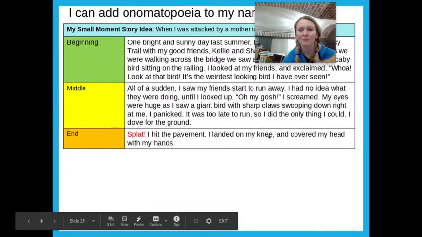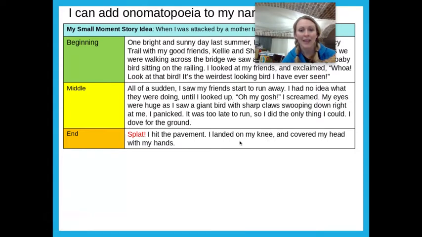I landed on my knee and covered my head with my hands." So I'm kind of painting what's happening here. The bird's coming for me. I dive for the ground. Splat! I hit the ground and I'm covering up my head because I am scared. That shows I'm scared. I'm not just saying I hit the pavement and I was scared.